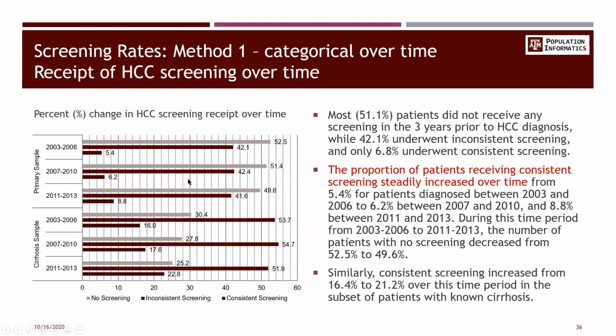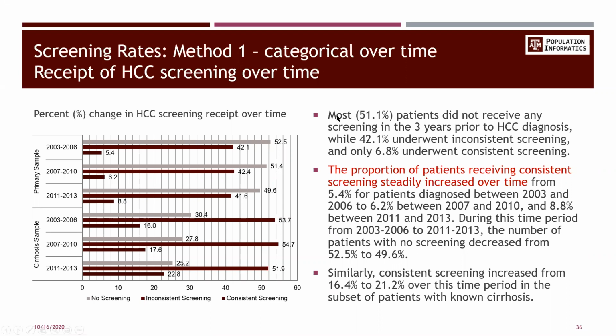This is the primary sample, so is this any better if you actually diagnose with cirrhosis? This is a smaller cirrhosis sample, and you can see that yes, at least for the cirrhosis sample, they are getting screened much more. The no screening rate at the full population is about 50%. The no screening rate at the cirrhosis sample is only about 30%. The improvement, 30, 27, 25, feels slightly better, almost no statistical change in rates. People who have been diagnosed with cirrhosis are getting screened more, and the rate of screening increases over time more. So in the cirrhosis sample, the proportion of patients receiving consistent screening is steadily increasing over time.